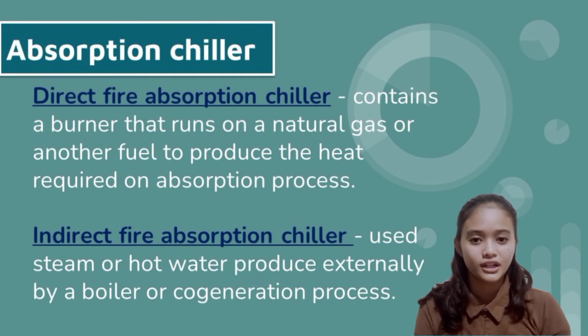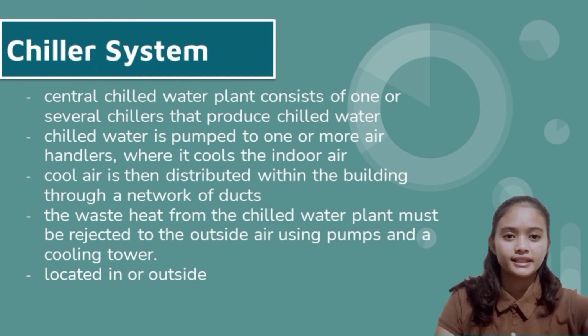Next is chiller systems. In a typical commercial building installation, a central chilled water plant consists of one or several chillers that produce chilled water. This chilled water is pumped to one or more air handlers where it cools the indoor air. The cool air is then distributed within the building through a network of ducts. The ducts run to terminal units that control the flow of air to diffusers.